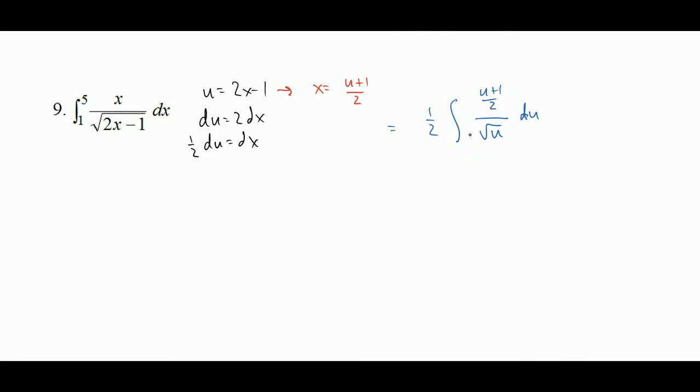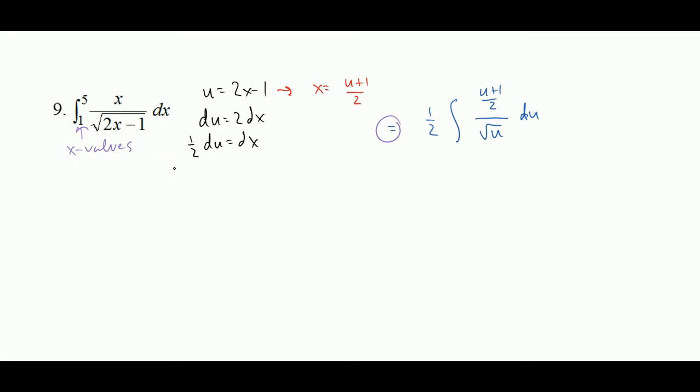Now, here come the boundaries. Since I put this equal sign here, I need to make sure that I'm saying the same thing. And right now I'm not, because of my definite integral, and I've got an indefinite integral. The thing is, these boundaries, 1 and 5, these are x values. What we're going to do is we're going to change them into u values.